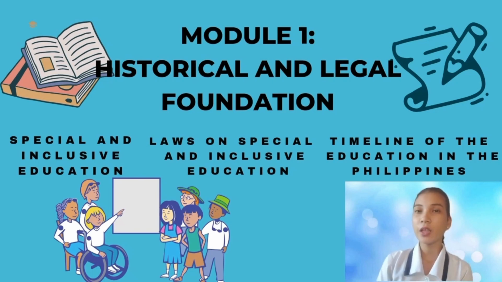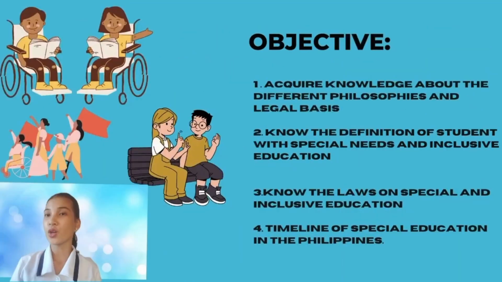By having early on a perspective and ideas related to this lesson and its current state, we, the student teachers, can gain, understand, and appreciate special and inclusive education. So the objectives for this lesson are, first, to acquire knowledge about the different philosophies and legal bases. Second, to know the definition of student with special needs and inclusive education. Third, to know the laws of special and inclusive education. And lastly, to know the timeline of special education.